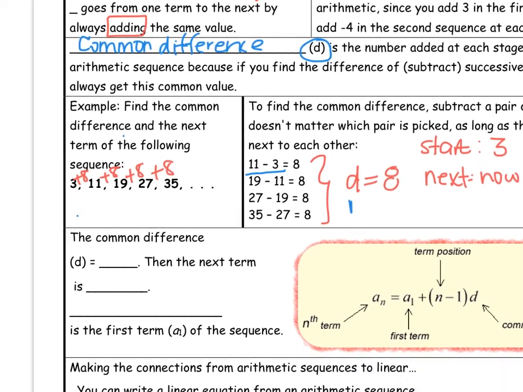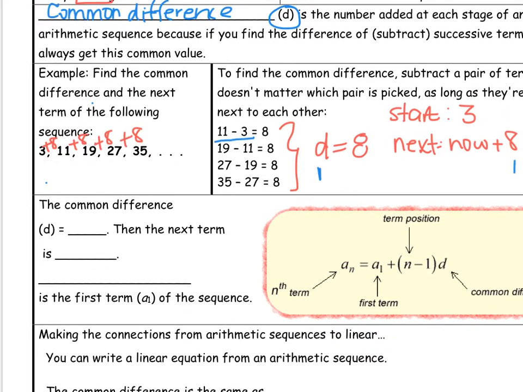We're just going to fill that in over here. The common difference for this particular sequence is 8, and the next term in the sequence is just 35 plus 8, which gives us 43, and we can keep on adding plus 8, plus 8. And A1, which is equal to 3, is the first term in the sequence.